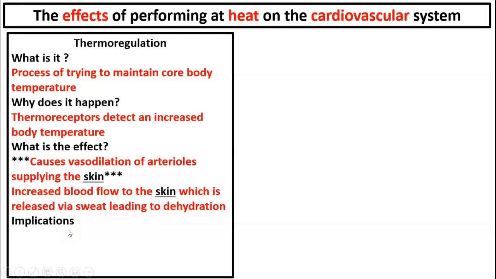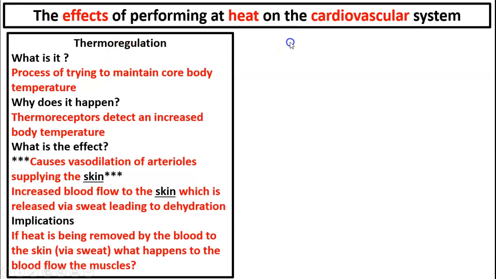In your previous study, you looked at vascular shunt, and the redistribution of blood flow to the working muscles during exercise. Now, heat and thermoregulation causes us a problem, because rather than redistributing blood to the muscles as when we're exercising in normal conditions, now we've had a redistribution of blood to the skin, which obviously is going to have implications for the blood flow to the working muscles. So it's really important to make a note of the implication, because this will help us when we move on to our second effect of exercising at heat on the cardiovascular system.